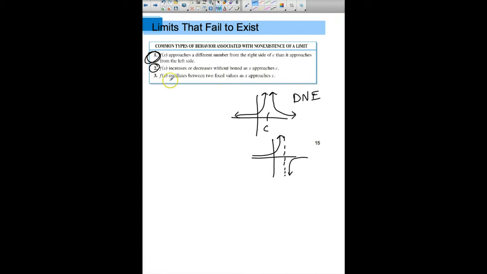Or if the function oscillates. Now I know you've heard about an oscillating fan, which goes back and forth and back and forth. Well, a function that oscillates, say we're going to talk about the function right there at C, goes back and forth between two y values before it continues on. So at that point, the graph does not have a limit. So there are 3 ways that a limit fails to exist.